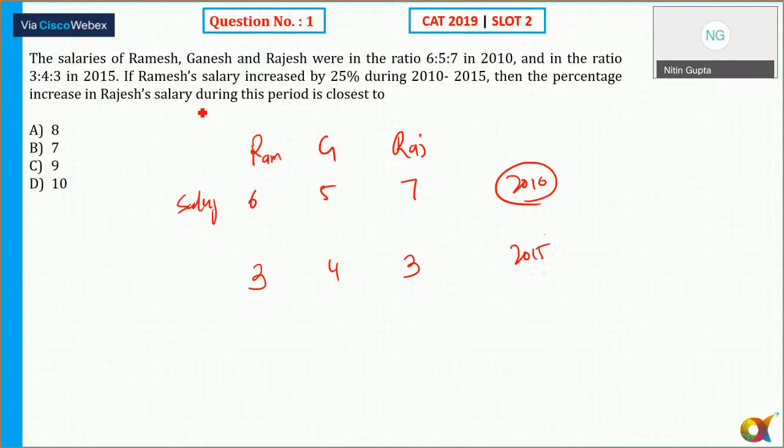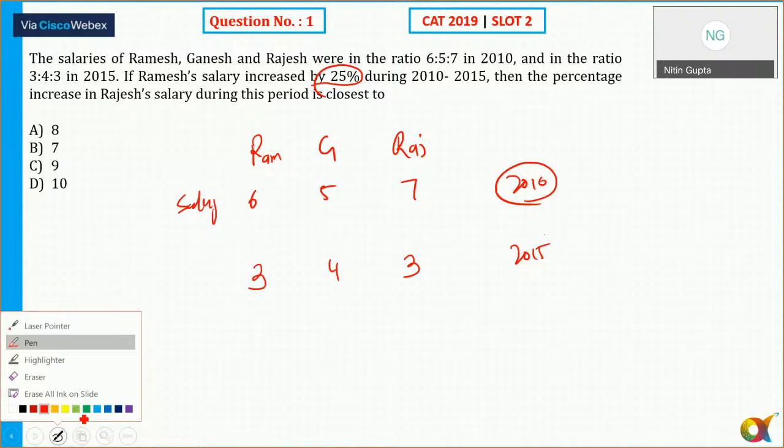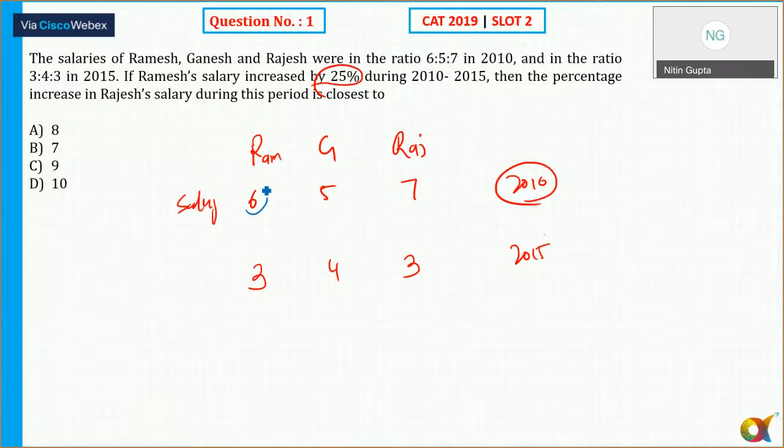Now Ramesh's salary increased by 25%. So if I increase by 25% here, what is 125% of 6? Can anyone tell me the 125% of 6? That will come out to be how much? I need to multiply 6 by 1.25. If you multiply 6 by 1.25, what does the value come out to be? 50% of 6 is 3 and 25% is 1.5. So that is equal to 7.5.